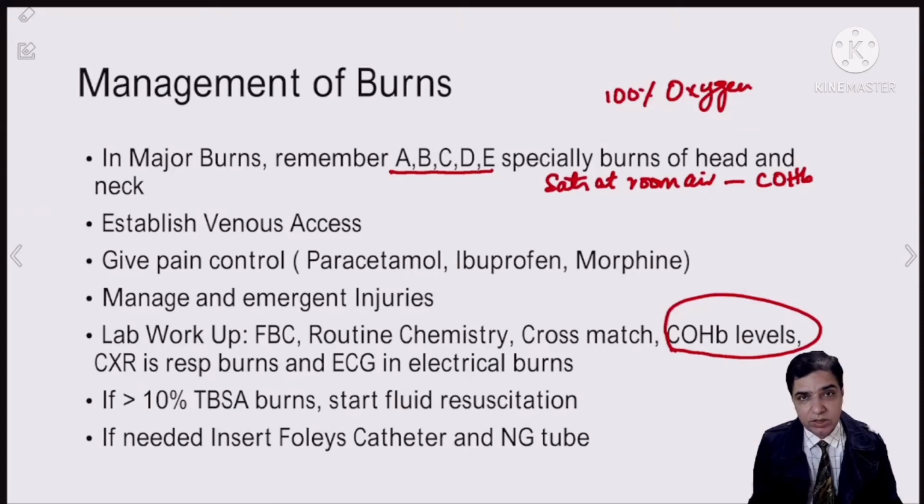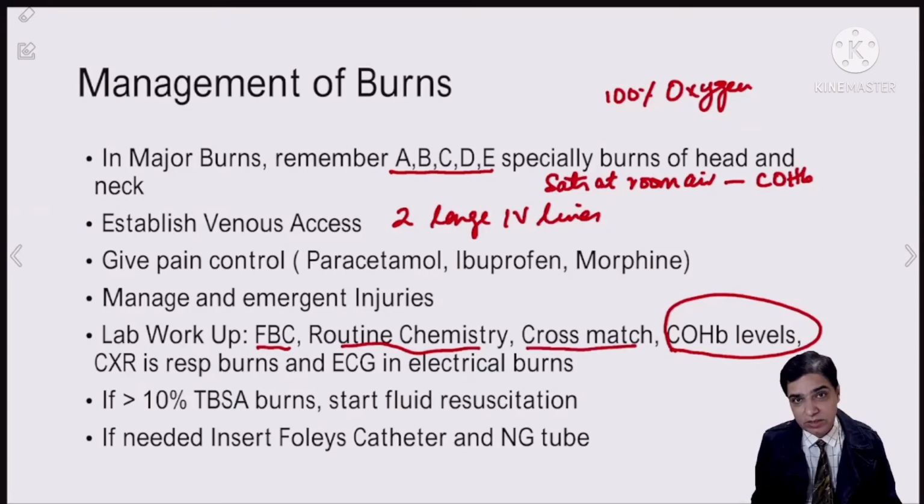At the same time, you would establish venous access. So two large bore IV lines are mandatory. You access them, and obviously you will take some bloods once you have cannulated them. You take bloods for full blood count, your routine chemistry, which is your urea, electrolytes, and LFTs. You will take blood for cross match, because the child might need blood in case of major burns.